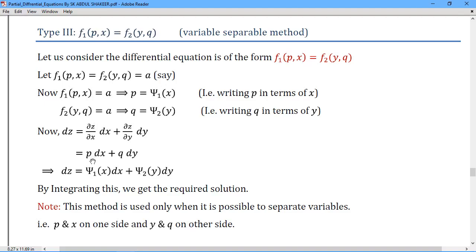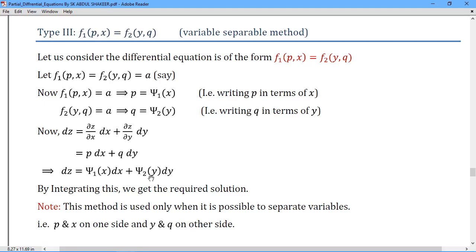But ∂z/∂x is p and ∂z/∂y is q. Just replace the p, q values. What is p here? p is ψ1 of x and q is ψ2 of y. Thus we will have a new equation, that is dz = ψ1(x) dx + ψ2(y) dy. Now integrating this equation, we will get the required solution.